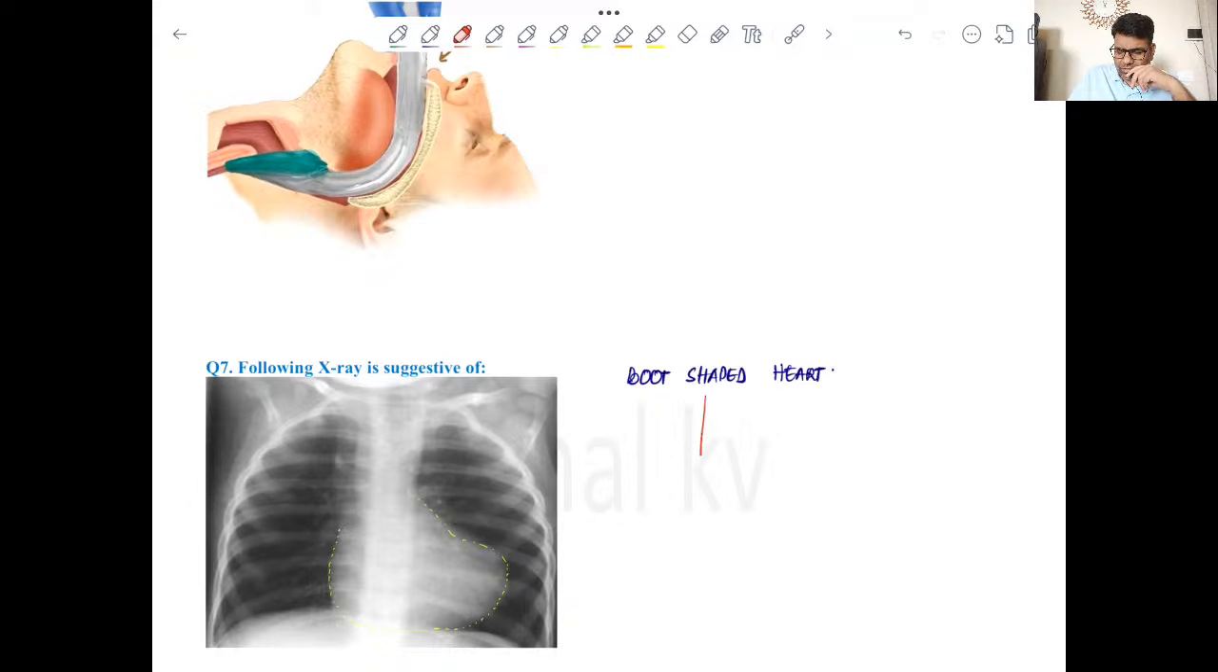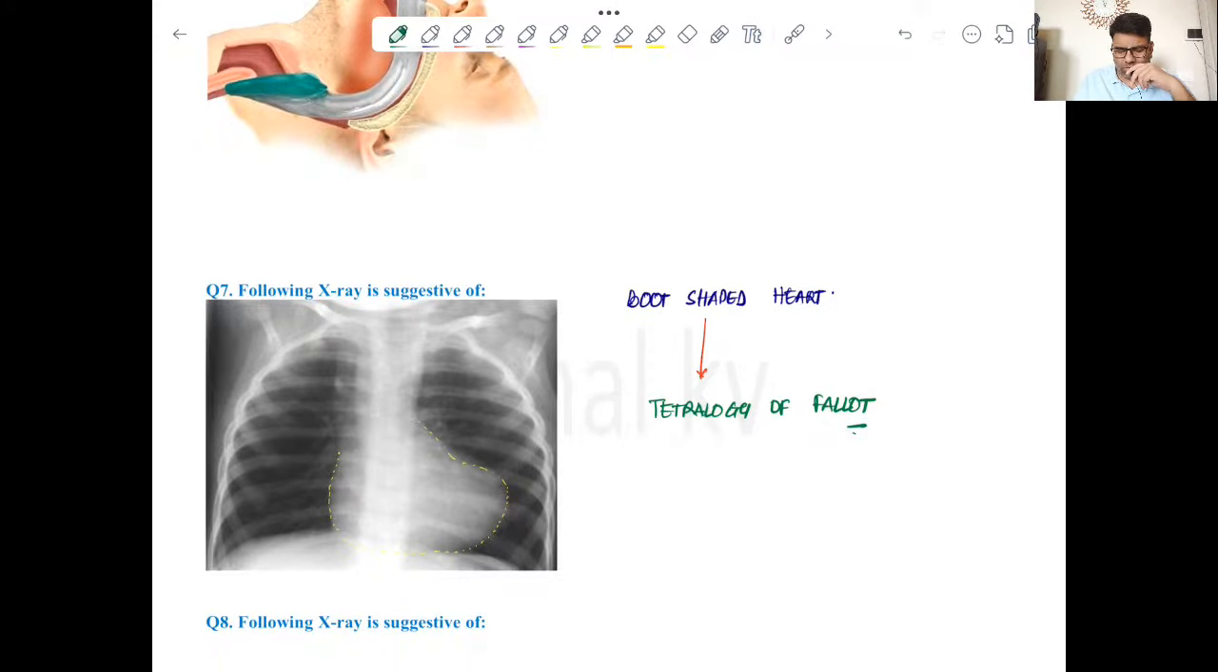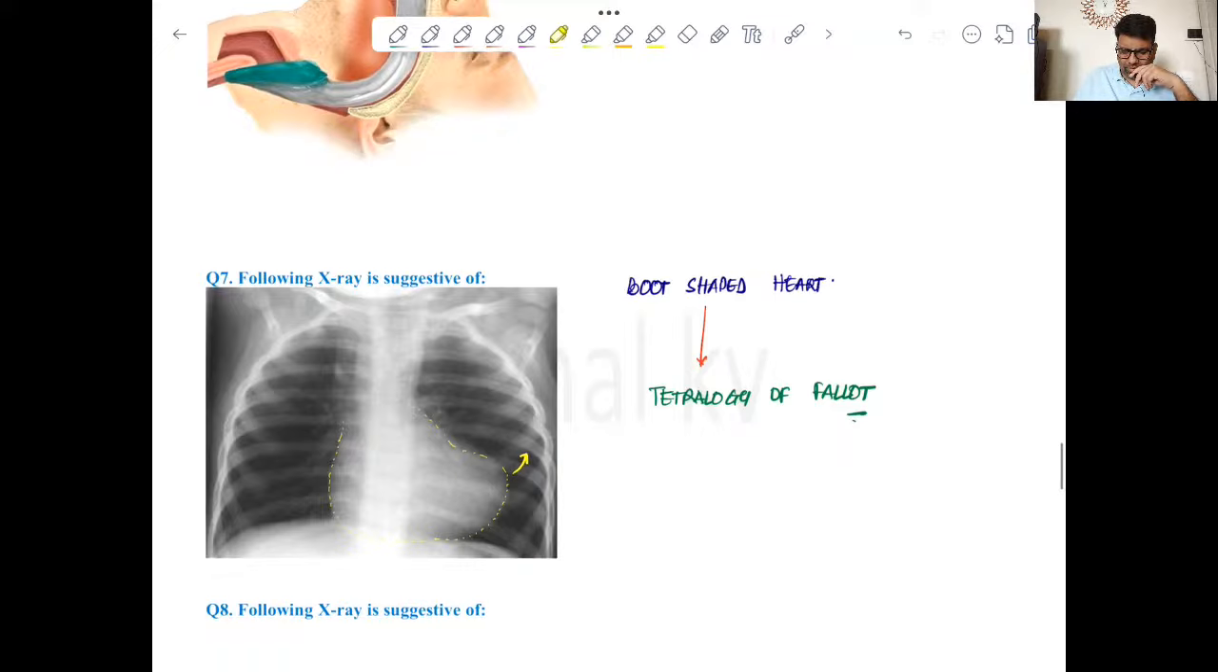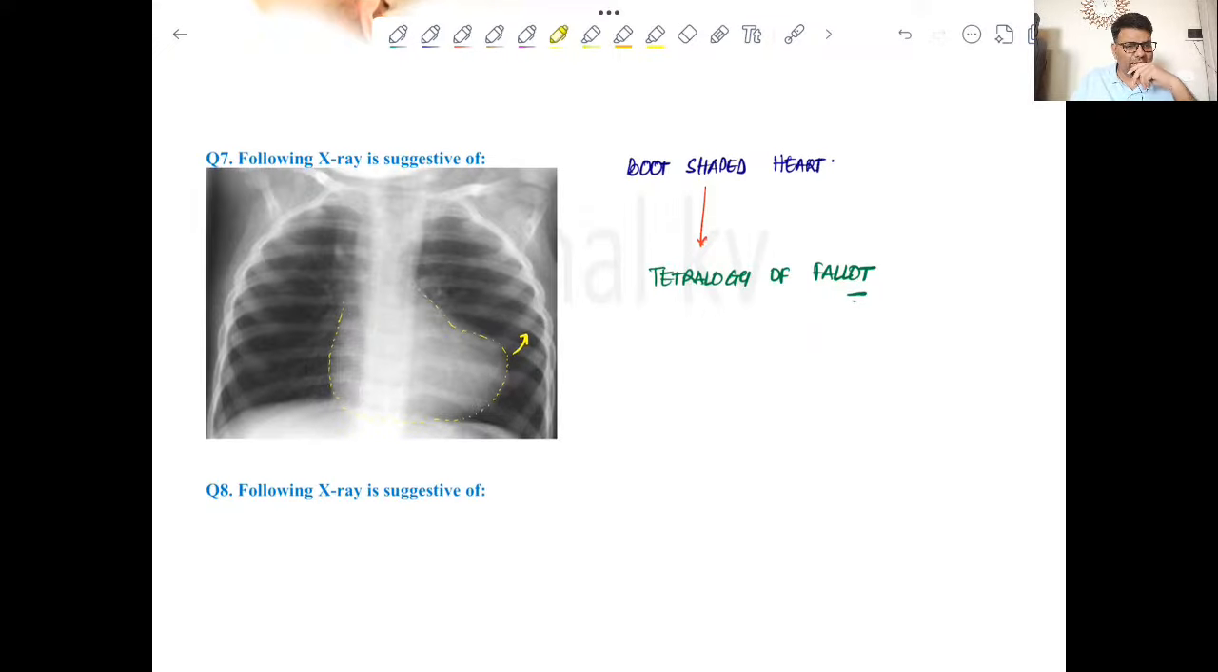Very good, Shanawaz, boot-shaped heart, and boot-shaped heart is seen in Tetralogy of Fallot. Yes. Okay, so this is tetralogy of Fallot. Now I won't be going into the components of tetralogy of Fallot. So for the time being, we'll stick to this chest appearance. So this is quite easy, right? So boot-shaped heart. Please don't make any mistake in this.